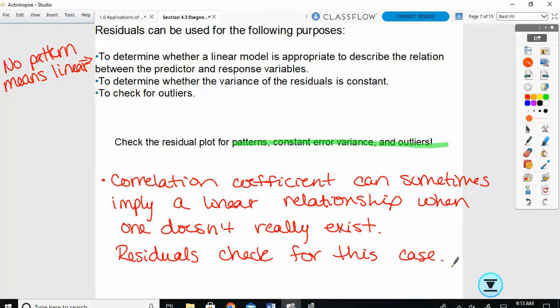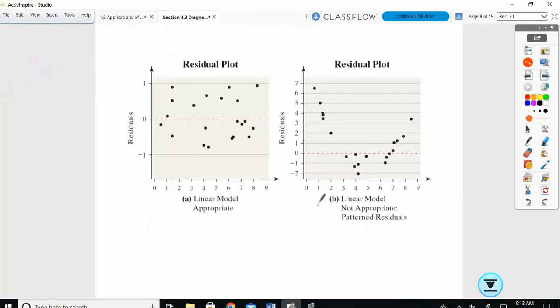All right, so I put a couple pictures of residual plots on here just to show you what we're looking for. This first one is a good residual plot. There is no pattern. Here's 0. We have some positive residuals, some negative residuals. It's pretty spread out. At the beginning, we have positives and negatives all the way through. So that would be linear.